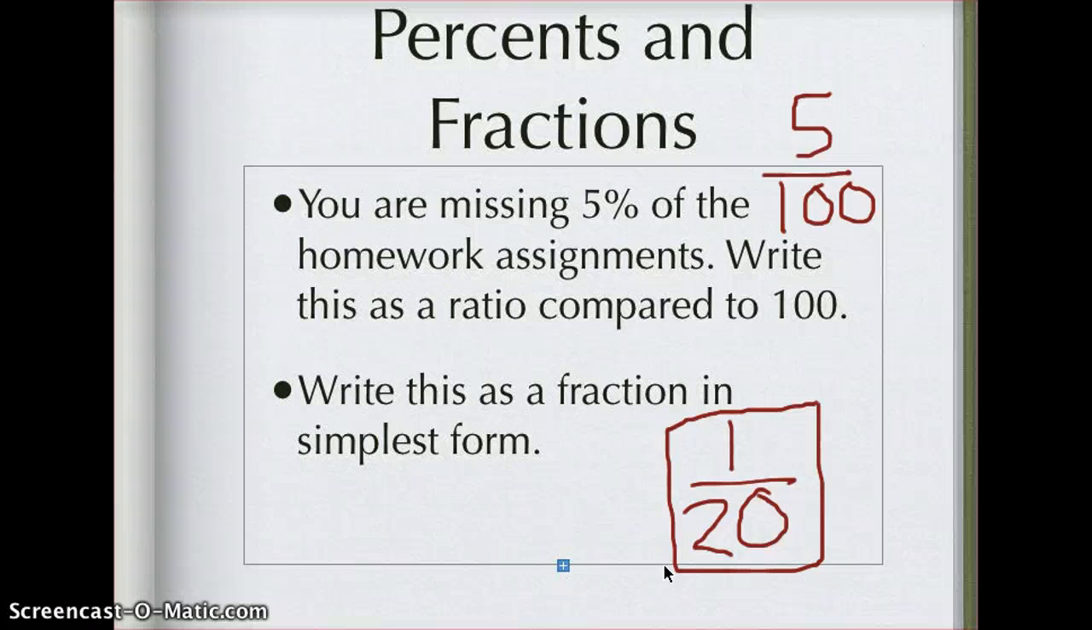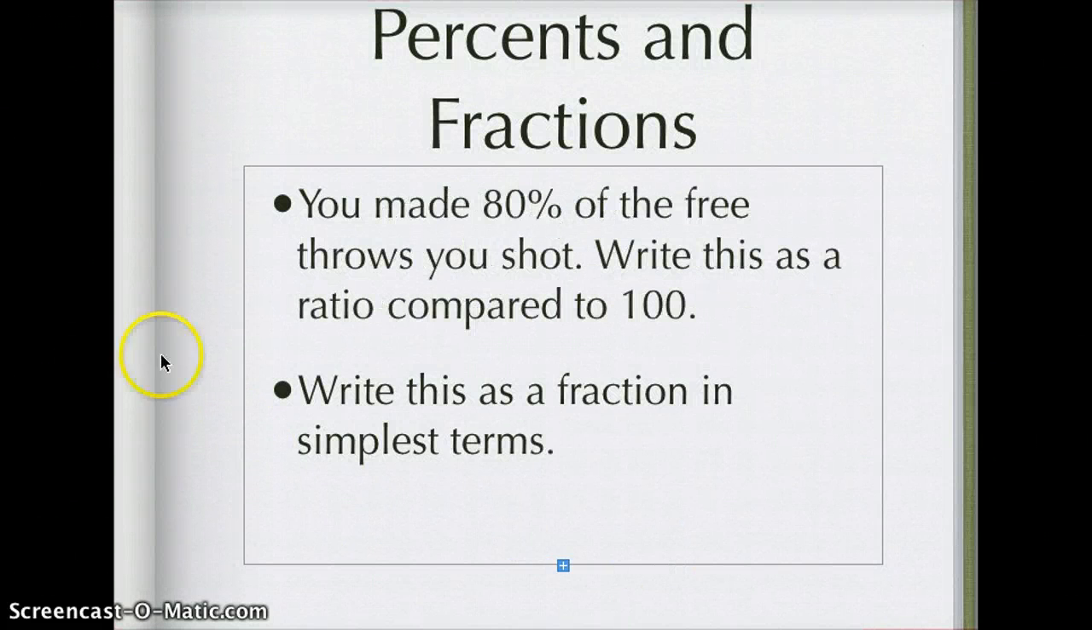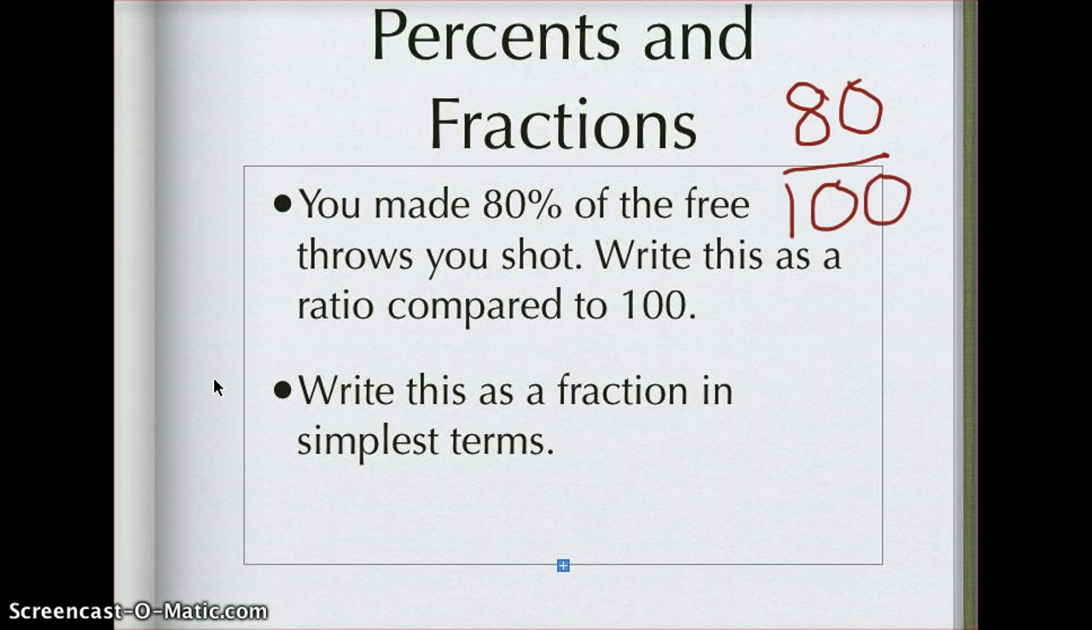Moving on. Here's another question. You made 80% of the free throws you shot. Write this as a ratio compared to 100. Please pause the video and try that. Alright, hopefully you've paused and tried, and you should have gotten 80/100. 80/100 is 80%. The fraction bar is like saying the word per. 80 per 100, 80%.